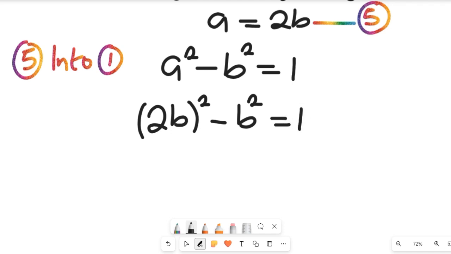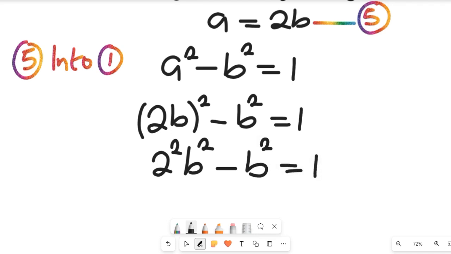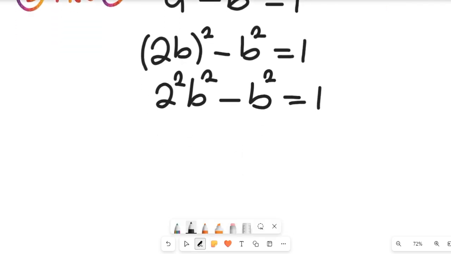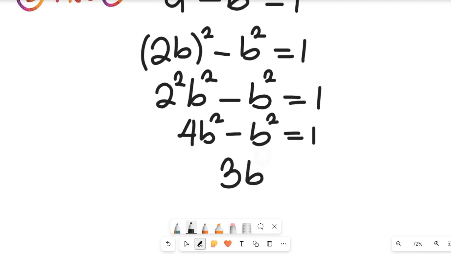So if we simplify this expression, this is going to give us 2 squared with B squared, right? Minus B squared, and this will be equal to 1. So this expression is simply going to give us 4B squared minus B squared, and this will be equal to 1. 4B squared minus B squared is going to give us 3B squared, right? And this will be equal to 1.